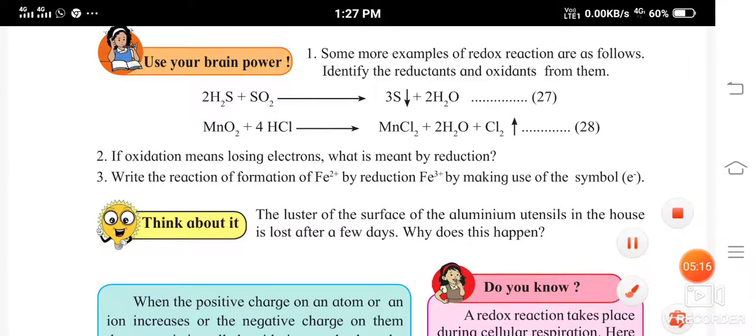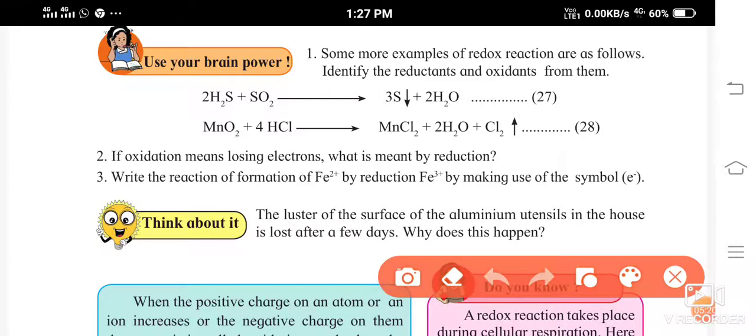Now you are going to find this out. I have taught you in the above equation where oxidation has taken place and which is the oxidant, and where reduction has taken place and which is the reductant. If oxidation means losing electrons, then what is meant by reduction? Of course, if oxidation means losing electrons, reduction means gaining electrons.